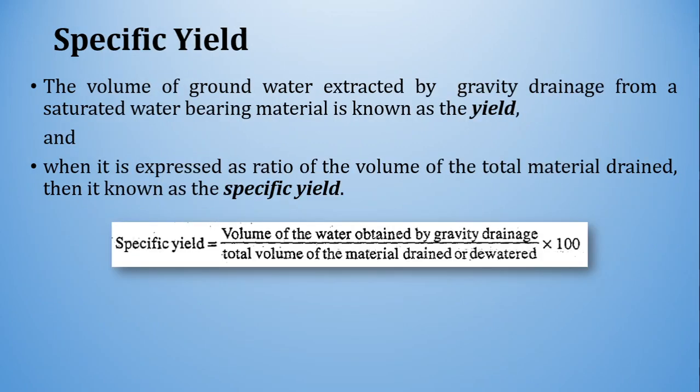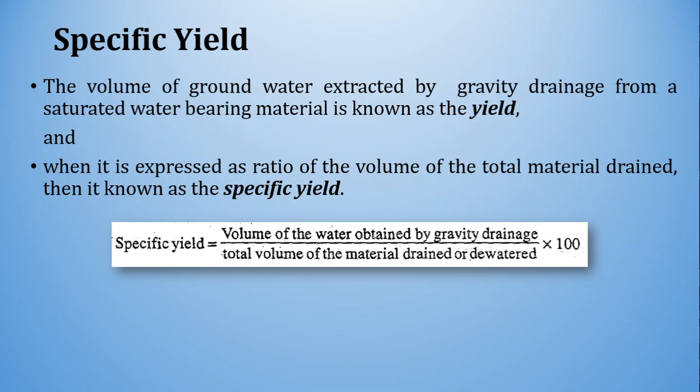Now the specific yield. The volume of groundwater extracted by gravity drainage from a saturated water bearing material is known as yield. This is simply yield. I will repeat the definition. The volume of groundwater extracted by gravity drainage from a saturated water bearing material is known as yield, and when it is expressed as ratio of volume of the total material drained, then it is known as specific yield.